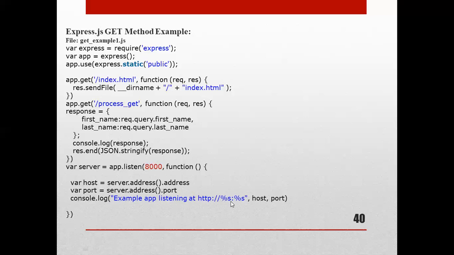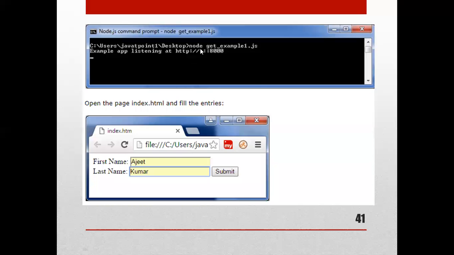So after running this code, what will we get? See here. We will run this code like node and the JS file, get example one.js. It will give the message like example app is listening at this URL. It will show the host name and the port number. We haven't mentioned the host name, so no host name is shown here. It will display the port number.